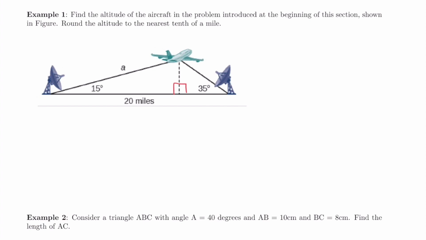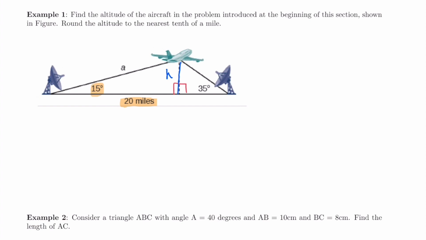So here we have to make sure we know which length we are looking for. The length we're looking for is the altitude, which is the h value. Let's label this length as h. We want to find this length right here, h. And the only length we know is 20 miles. We don't know this one nor this one.